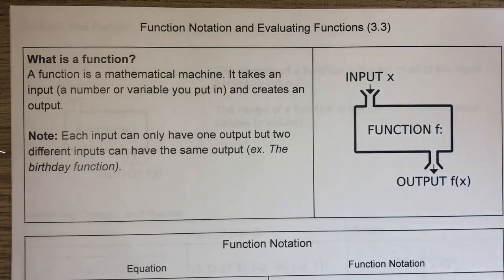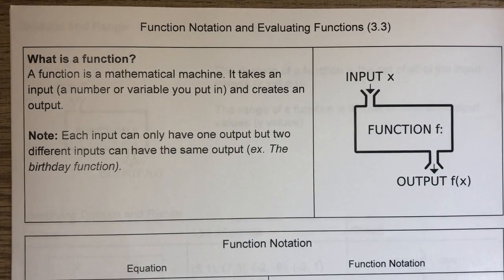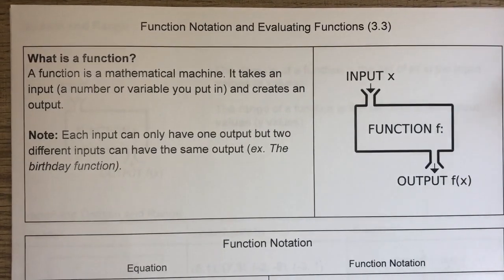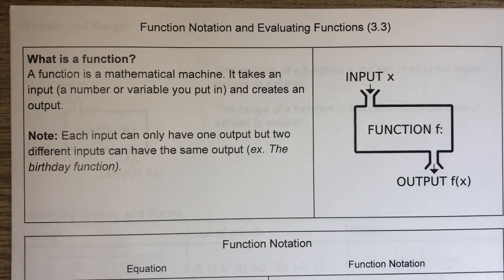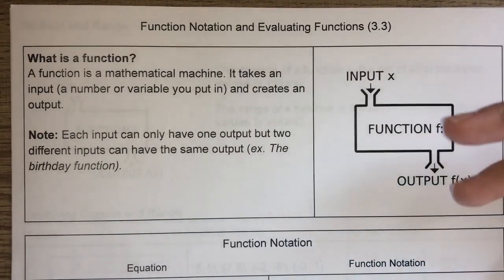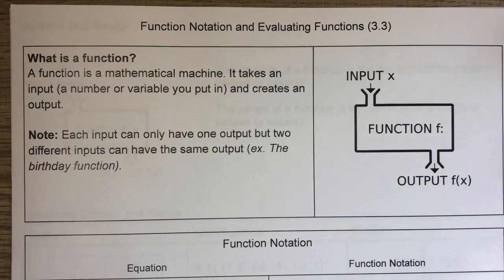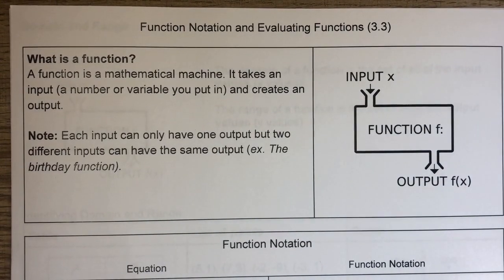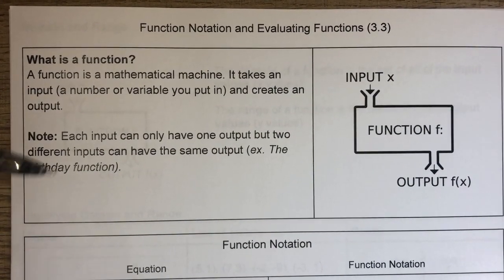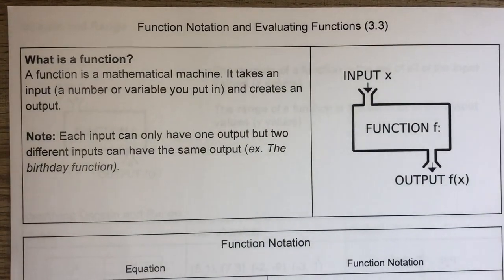The best comparison that we can make when remembering whether an input can have one output or not is what we like to call the birthday example. You and your neighbor may have the same birthday, i.e. you and your neighbor, the two inputs, have the same output, but you yourself will never have two different birthdays. So you, the one input, will never have two different birthday outputs.